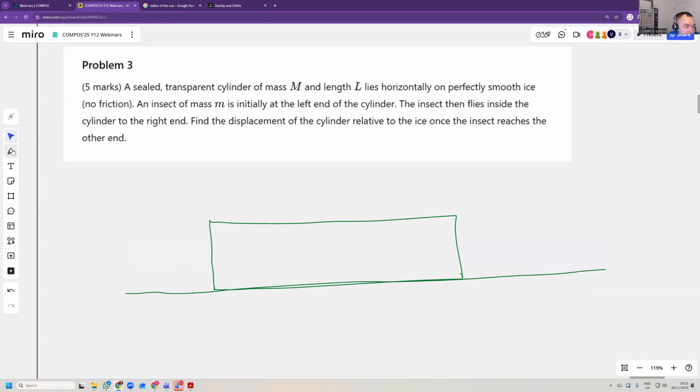But anyway, so we have a fly. Let's draw my best fly ever. So a fly of mass m, and the container is mass m. And now they're both stationary. Okay, they're both stationary. And now the fly decides to fly from one end to the other.